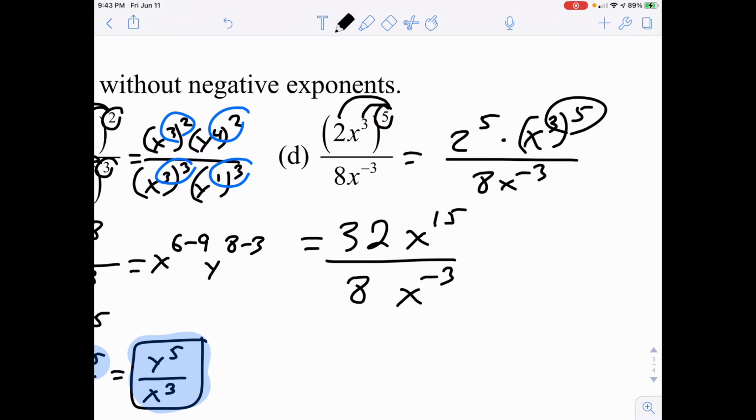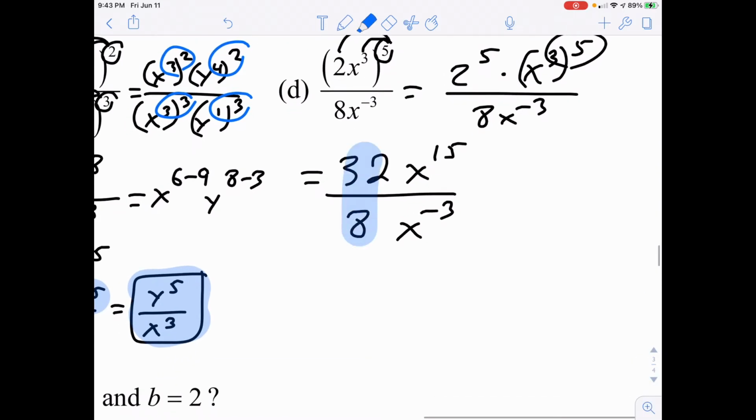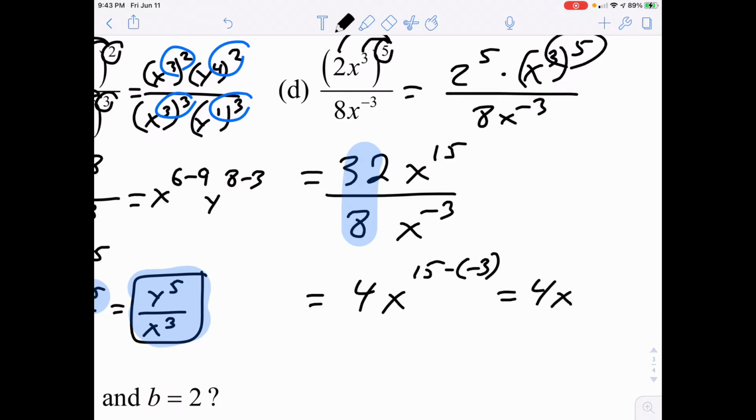Well, take care of those. 32 divided by 8 would be 4x. Since I'm dividing, I'm going to subtract the exponents. 15 minus a minus 3, which would be 4x to the 18th power.